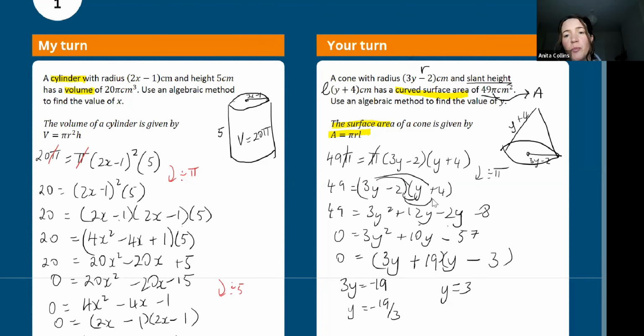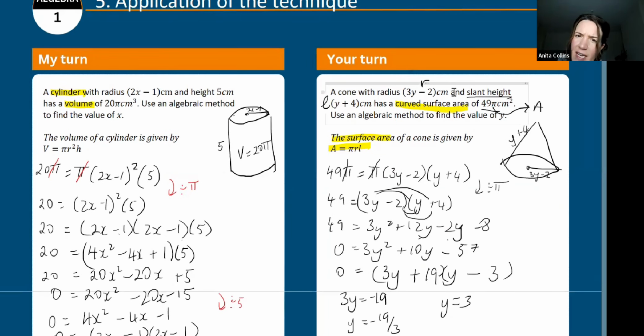In this question, we've ended up with two different solutions. Now, when you're dealing with area, perimeter, and volume, you always need to employ a little bit of common sense at the end. You were asked to find the value of y. Now, what are we dealing with here? y is involved in the radius, and it's also involved in the slant height. Now, if y were a negative number, then y plus 4, minus 19 over 3 plus 4, would be negative.